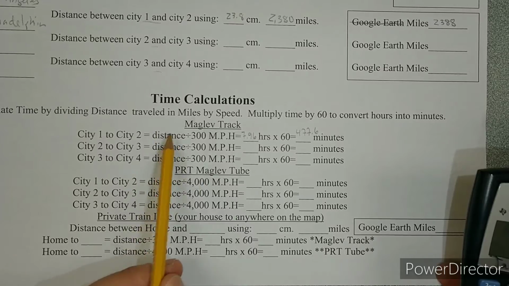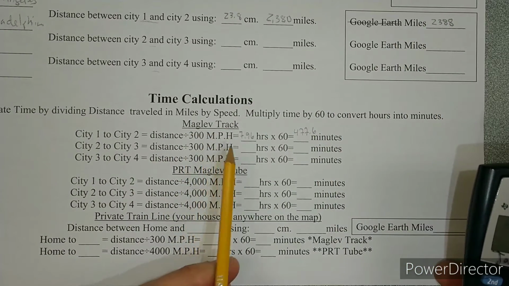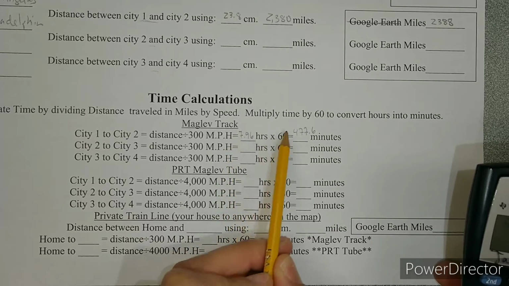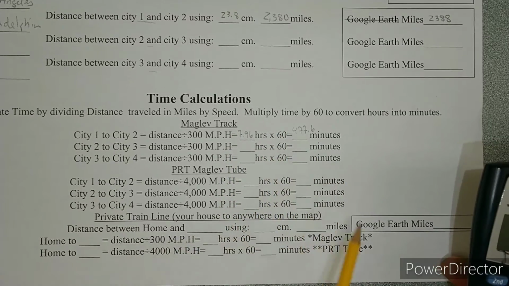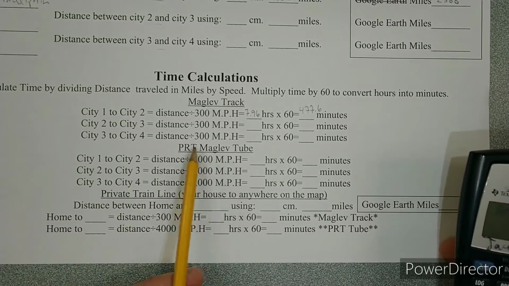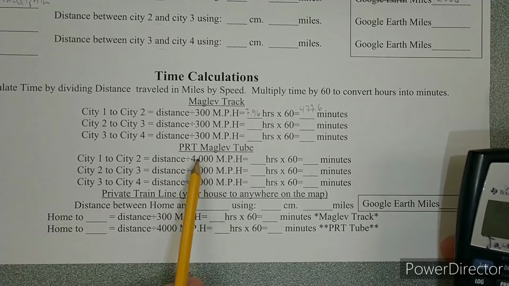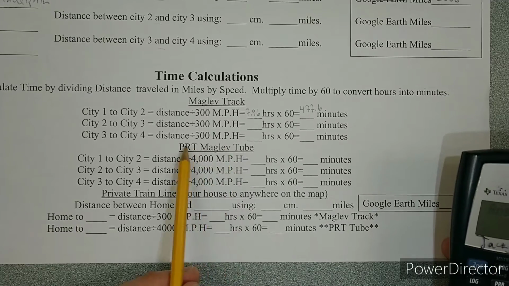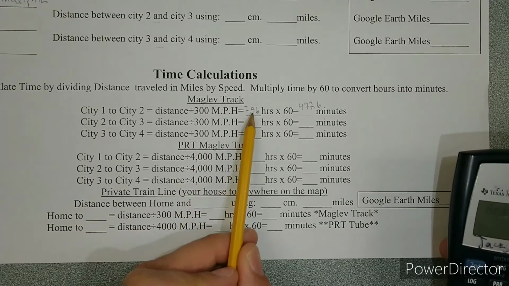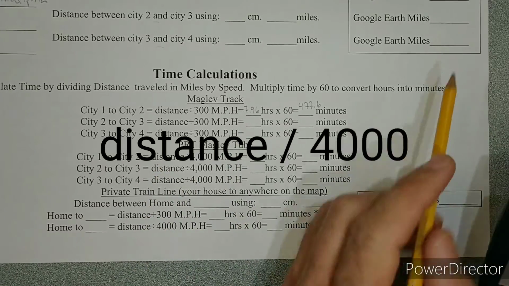So remember, take your distance, this one over here, divide it by 300, and you're going to get the amount of hours. Then we'll multiply by 60 to get the amount of minutes. Okay? We're going to do that down here. This is a different type of maglev system. This one goes a lot faster. So we want to see, all right, well, if I create this really fast system, how much less will it take? Okay? So take that distance, right?